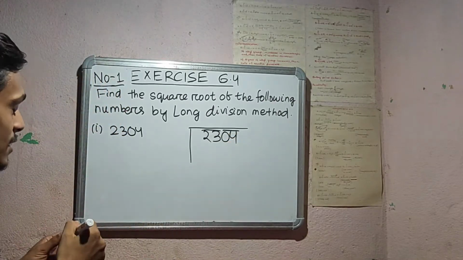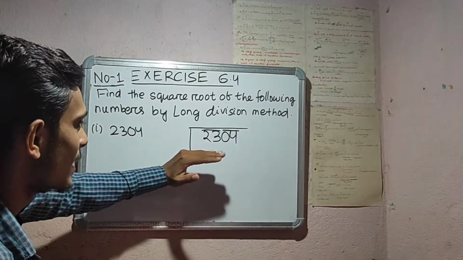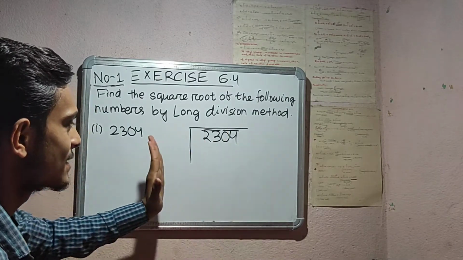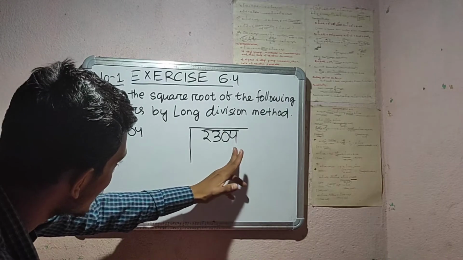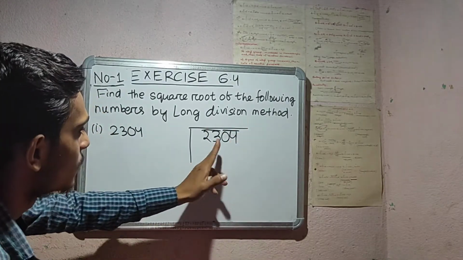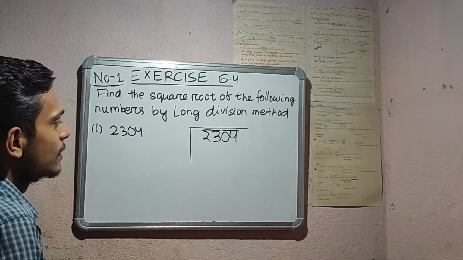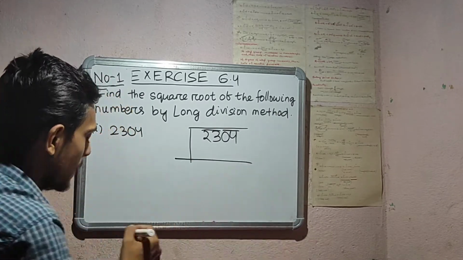My first step is pairing and placing the bar. After pairing, place the bar from the right-hand side. Then I have to find the divisor.